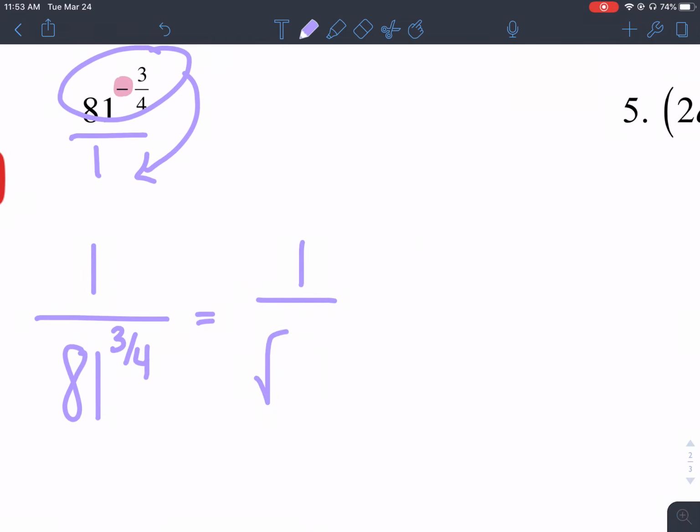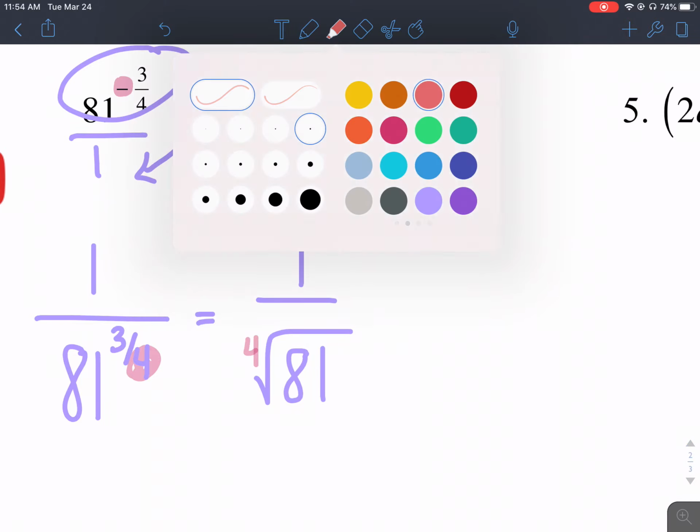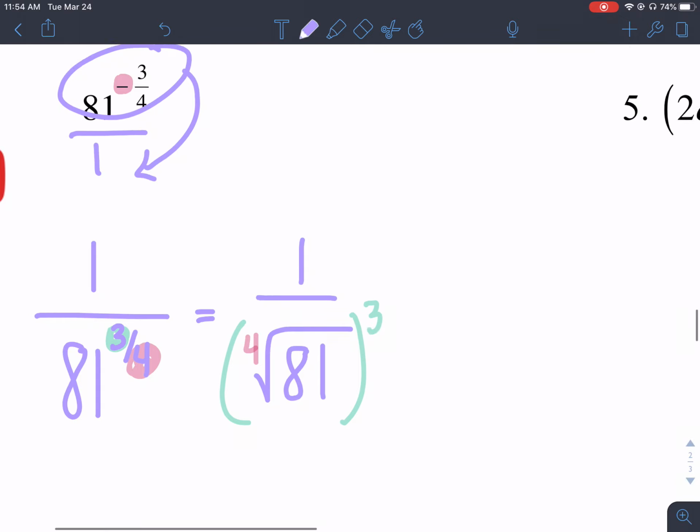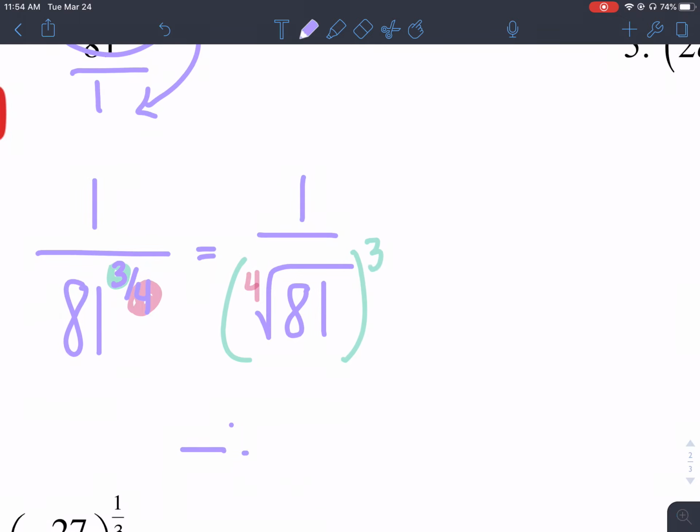So my radicand is my base. My denominator is my root. That's too similar. And then, why do I keep picking similar colors? Blue, green. Then my numerator is my exponent. So I'm thinking of a number times itself 4 times. 2, 3, 4 to get 81.